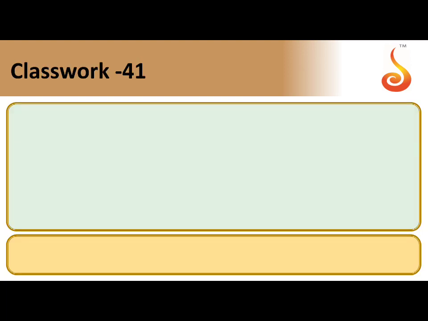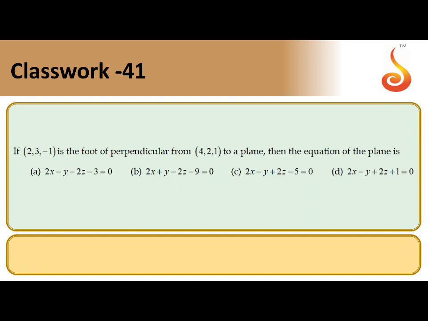Check the answer. Answer D is correct. Next, the fourth one. (2, 3, -1) is the foot of the perpendicular drawn from the point (4, 2, 1) to the plane. Then the equation of the plane is asked. So we want the plane equation. They have given the foot of the perpendicular from the point (4, 2, 1).